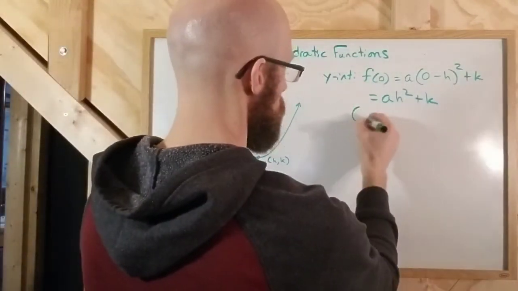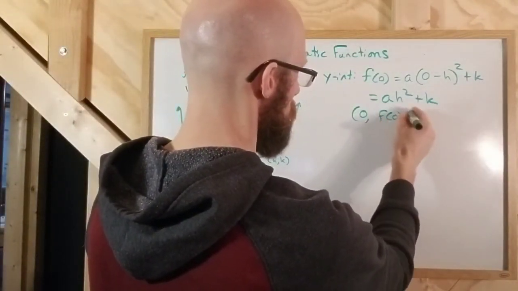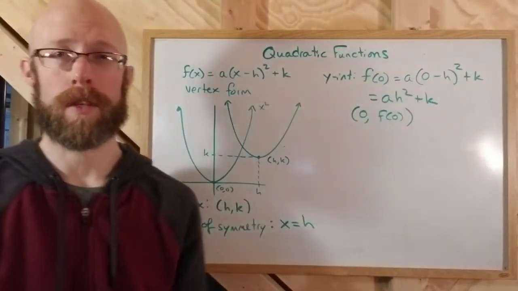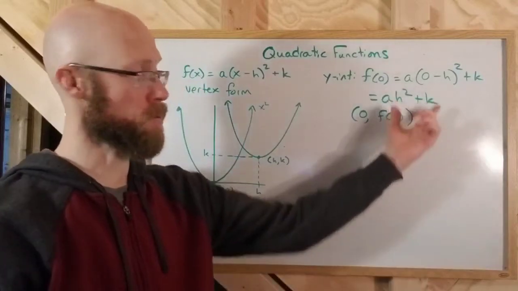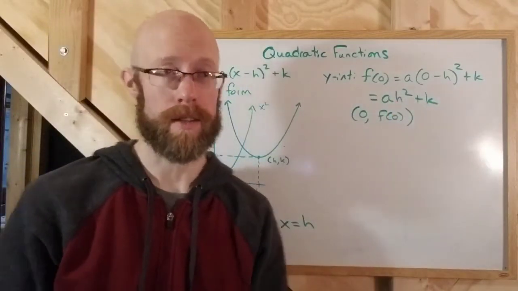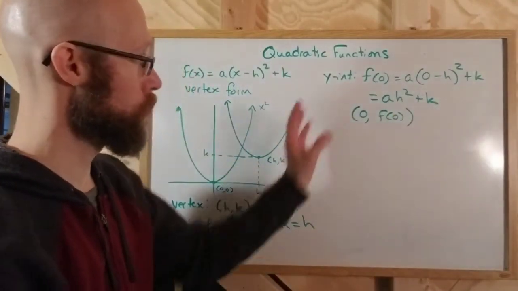Usually we would just call that 0 comma f of 0 and not worry about remembering a formula because it's not too hard to just plug a 0 in and calculate it. It might actually be harder to remember the formula, but it's up to you, I guess. Okay, so that's a y-intercept.